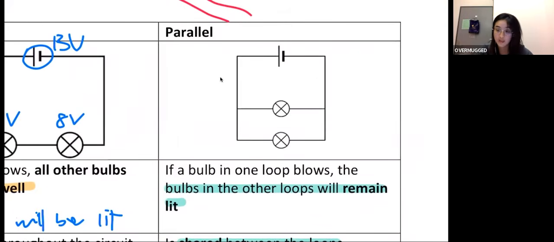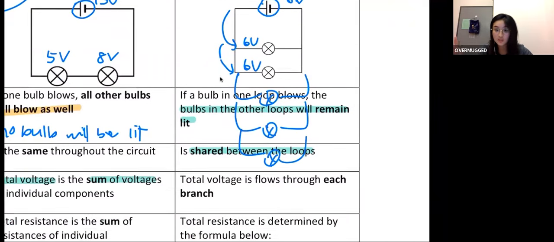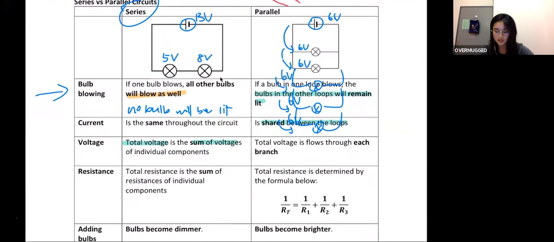But for parallel, once again, it's the opposite. So we always start with what's in the power source. Let's say this battery is 6 volts. 6 volts will be supplied to each branch. So 6 volts is going to come here and 6 volts is going to come here. So each of these light bulbs will have 6 volts each. It doesn't matter whether I have 2 branches or 10,000 branches, as many branches as I want, each branch will receive 6 volts. So that's why I say the total voltage flows through each branch.